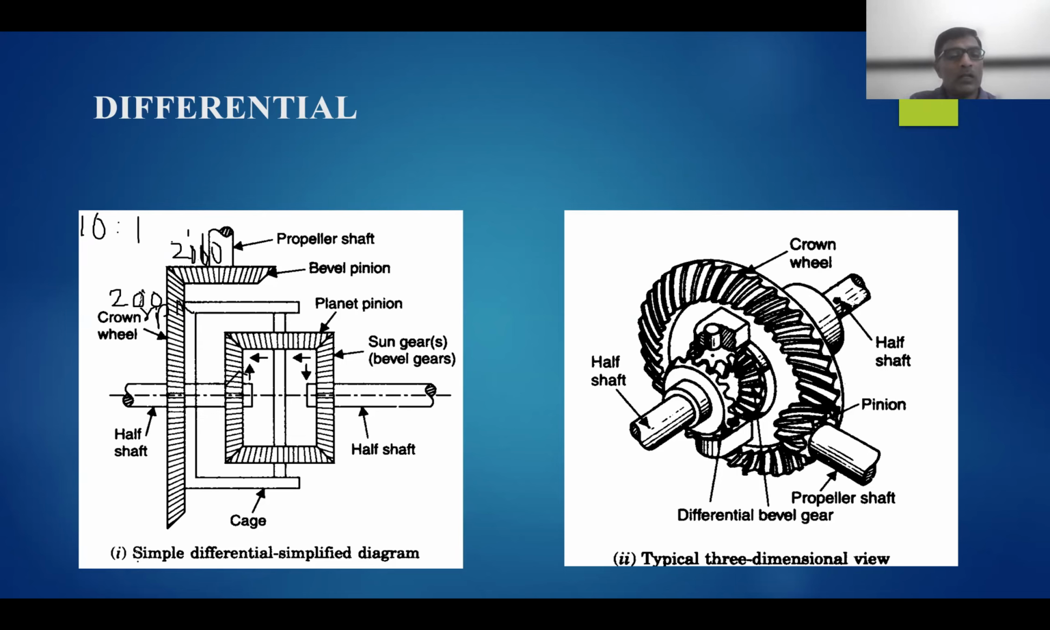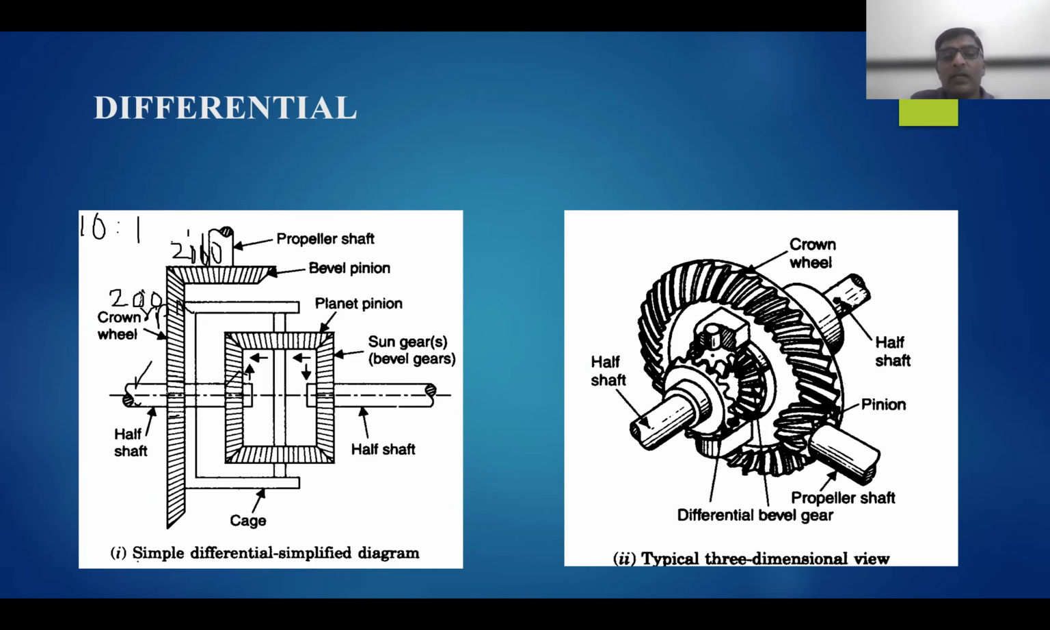Now for this crown wheel, we have provided the cage. Now this cage is going to rotate with 200 RPM. So this is the half axle on which this is freely rotating. It means that when the crown wheel is going to rotate, the axle is not going to rotate.